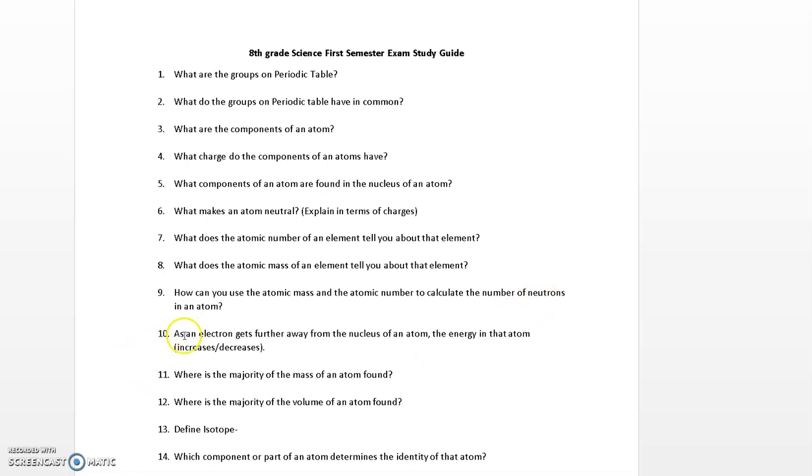Number 10. As an electron gets further away from the nucleus of an atom, the energy in that atom does what? It increases. It gets higher. So that's the answer to that one.